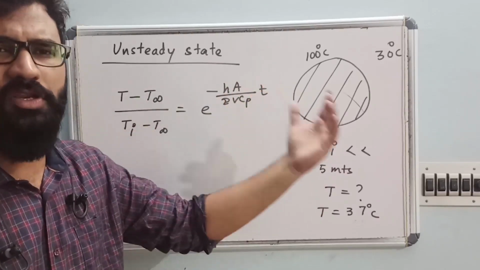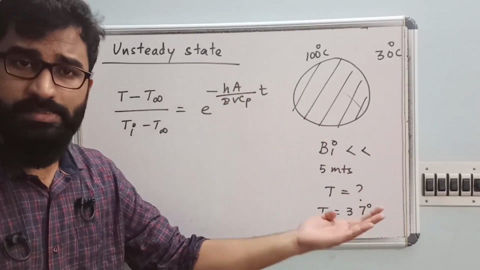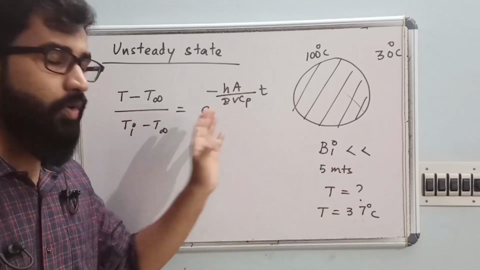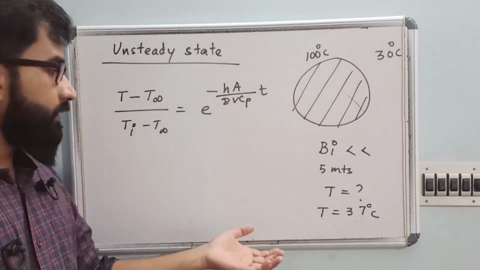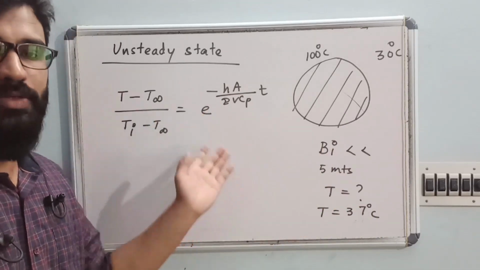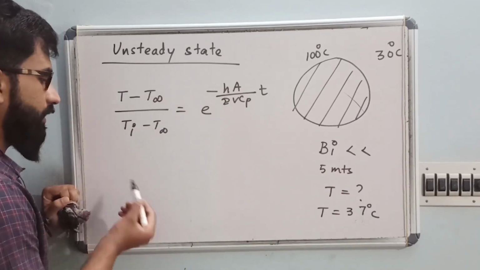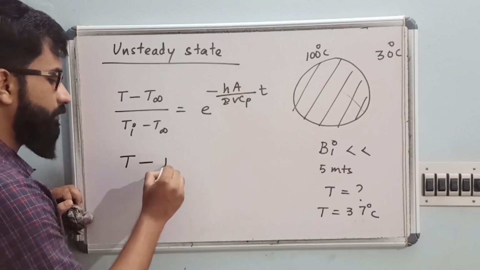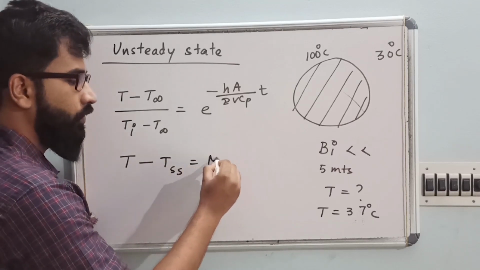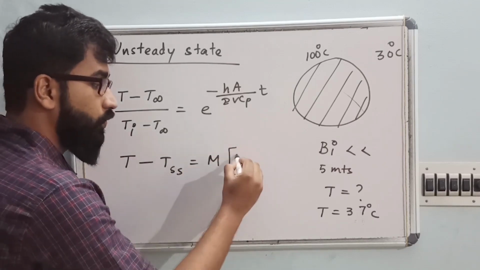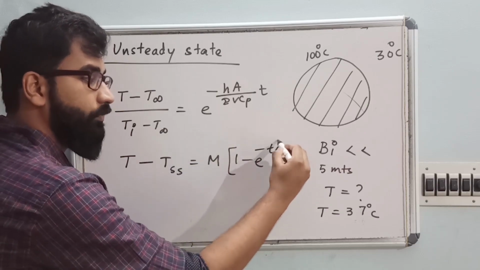Same equation, whatever you have studied for the thermometer in PDC, same thing. We are getting the same thing. So always connect it. Clear? So you may get the step change, right? I hope you remember in PDC, you have studied this equation: temperature minus temperature at steady state is equal to m, your step change, into 1 minus e power minus t by tau.